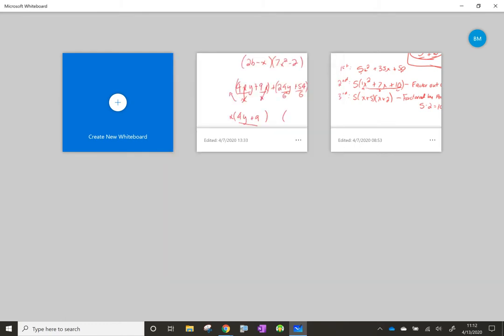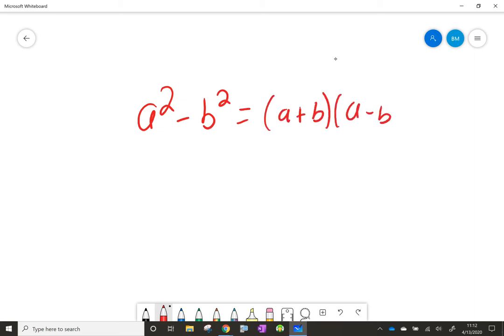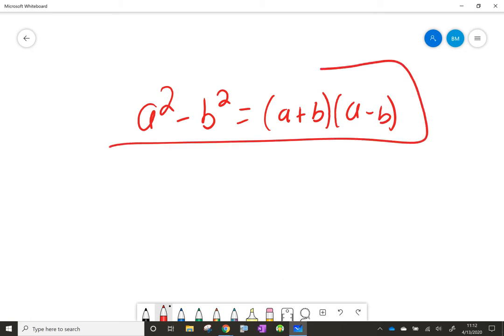So let's create a new whiteboard. Let's close that. Okay, close that again. All right, so this one, let me explain real quick what it's doing, right? a squared minus b squared equals (a plus b)(a minus b). All right, this is kind of the rule of thumb of what happens, okay?